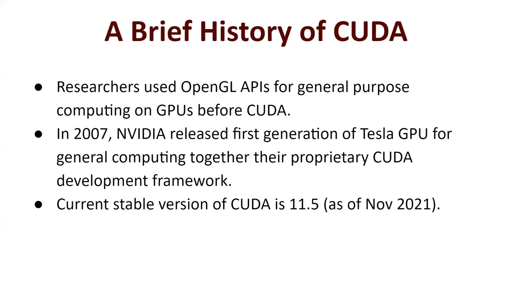And now it's about the same price, but you're getting a much, much better GPU nowadays, right? After more than 10 years. The current stable version of CUDA is 11.5, as of this month, and it has multiple layers of libraries inside, and we'll go into a bit more detail about those.